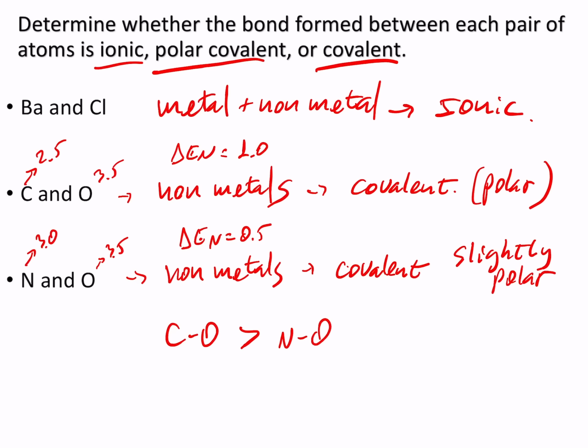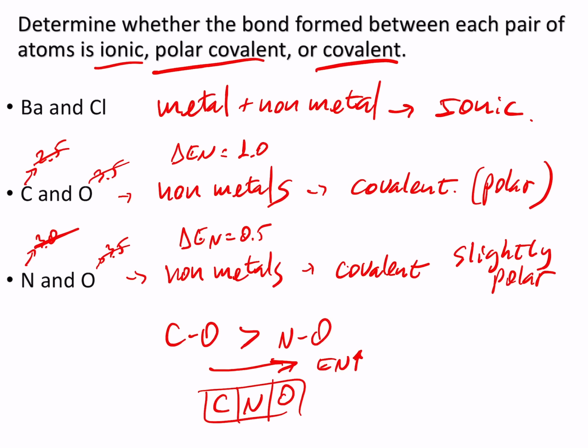You can even say this even if you don't have these values. That's just based on the periodic table, because if you look at those three, you have carbon, nitrogen, and oxygen. Nitrogen and oxygen are basically next to each other, and there are two spaces between carbon and oxygen, and remember, electronegativity increases in that direction. Therefore, out of those three, oxygen is the most electronegative, carbon is the least electronegative. That's why the carbon-oxygen bond is more polar than the nitrogen-oxygen bond.